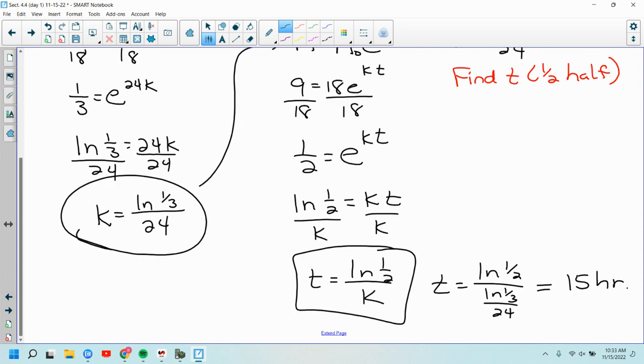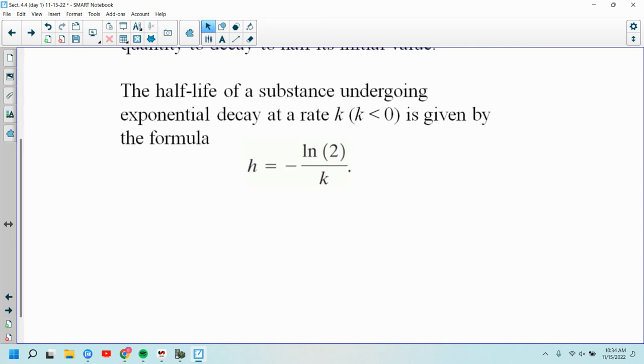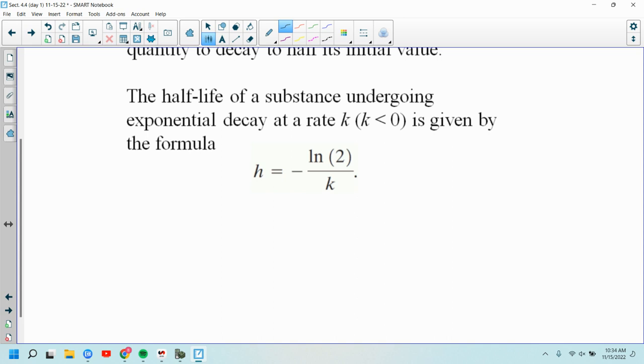We wrote down this right here, that T, where T is my half-life, equals the natural log of 1/2 over k. So let me put that over here. Those really are the same. How do I make the right-hand side look like the left-hand side? Okay, they're equivalent. So think about this. 1/2 is the same as 2 to what power? It is 2 to the negative 1 power. 2 to the negative 1 is 1/2.